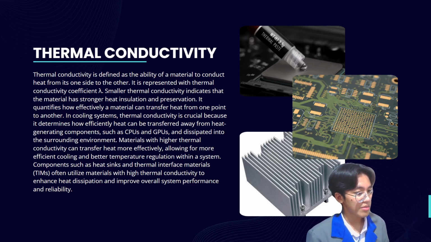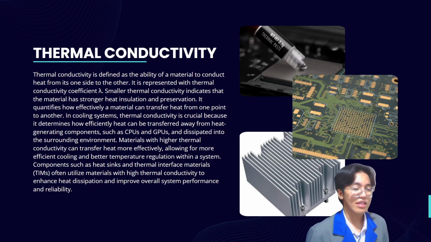In cooling systems, thermal conductivity is crucial because it determines how efficiently heat can be transferred away from heat generating components such as our CPUs and GPUs and dissipated to the surrounding environment. Materials with higher thermal conductivity can transfer heat more effectively, allowing for more efficient cooling and better temperature regulation within the system. Components such as heat sinks and thermal interface materials, or what we call TIMs, often utilize materials with high thermal conductivity to enhance heat dissipation and improve overall system performance.